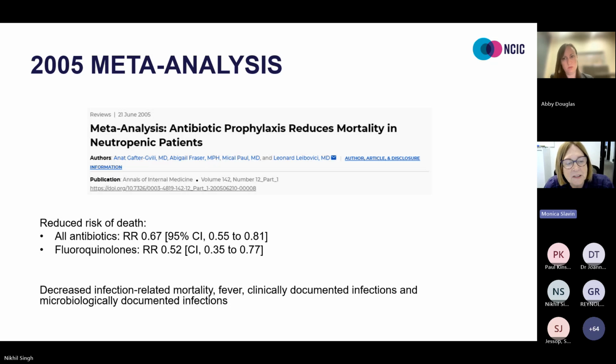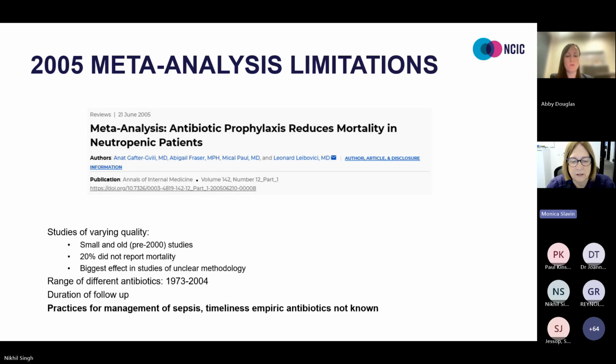However, when we go back to the very first one that was conducted around the time of these studies, there was a reduced risk of death. And that really led to the enthusiasm and widespread adoption of fluoroquinolone prophylaxis. And you will find it very frequently used throughout US institutions, based very much on this meta-analysis, which did have some flaws in that it was looking back over the previous 20 years.